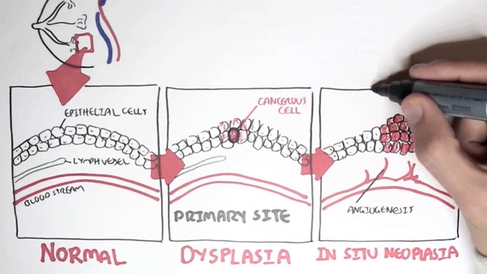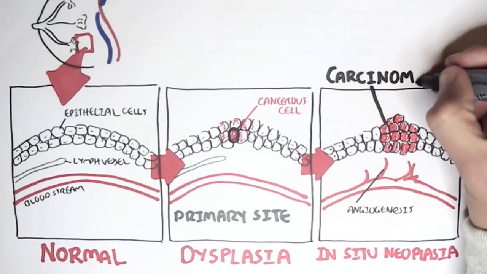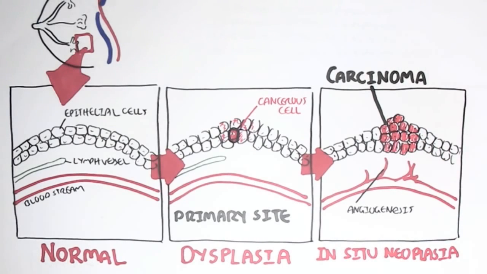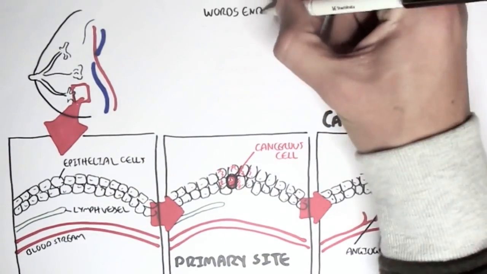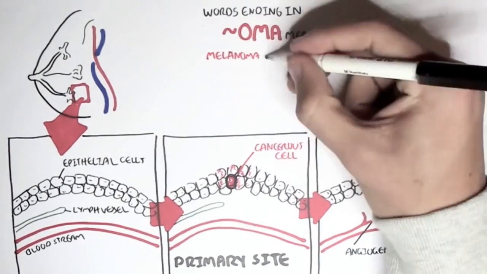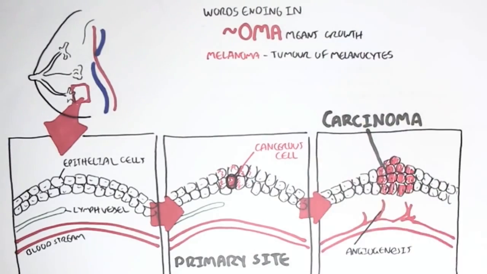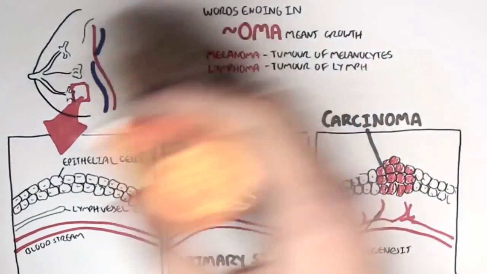As we know, this lump of cancer cells is known now as a tumor, neoplasia, but we can also refer to it as a carcinoma. Why is this? Let's learn a bit more about the terminology of cancer. Words ending in -oma mean growth. So for example, melanoma means growth or tumor of melanocytes. New growth of melanocytes.